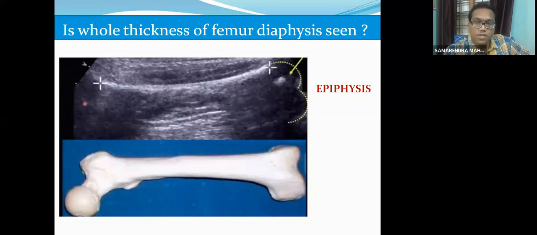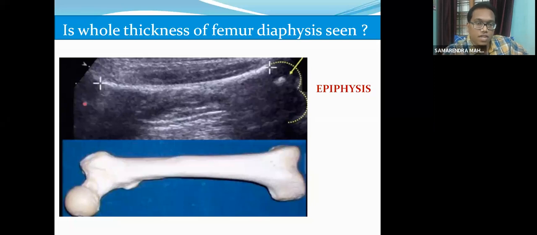So the question is, are we able to see the whole thickness of the diaphysis? In the early phase of fetal life, we are able to see it, but in the latter half of the second trimester and the third trimester, what is happening? As the ossification progresses, the ultrasound beam is not able to penetrate through the whole thickness of the diaphysis, and the majority of the ultrasound beam gets reflected from the external surface of the bone. So we are not able to see the diaphysis in full thickness.